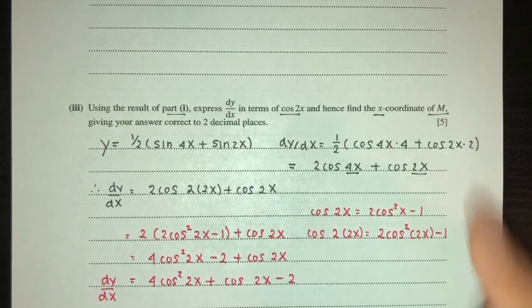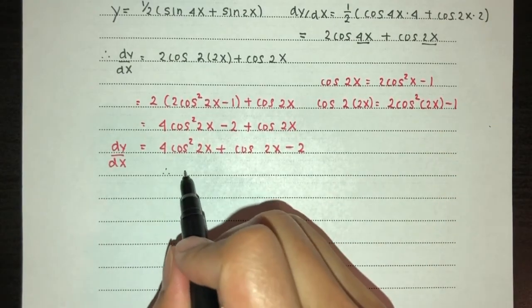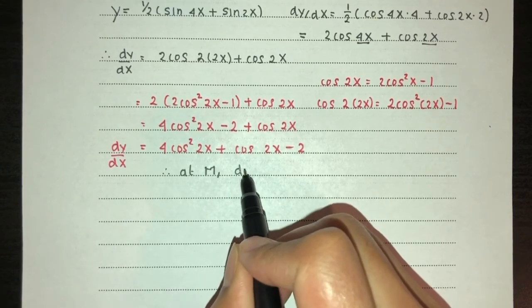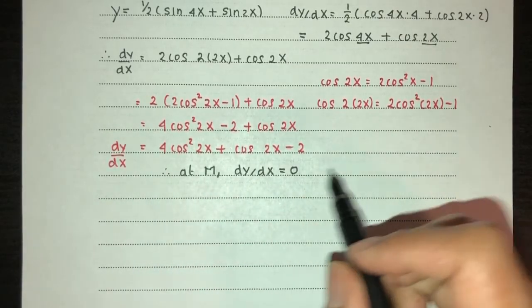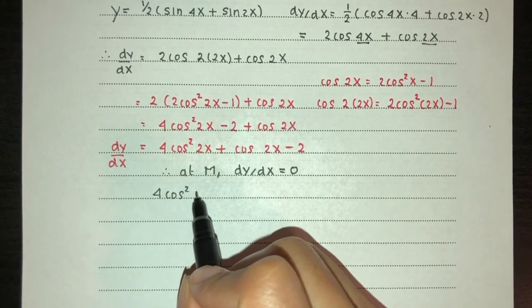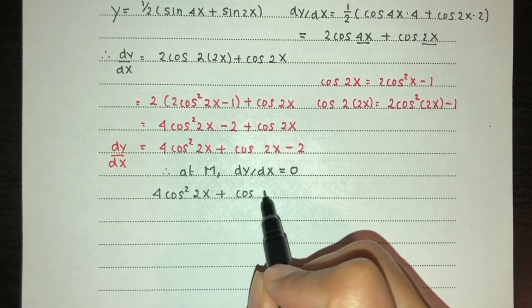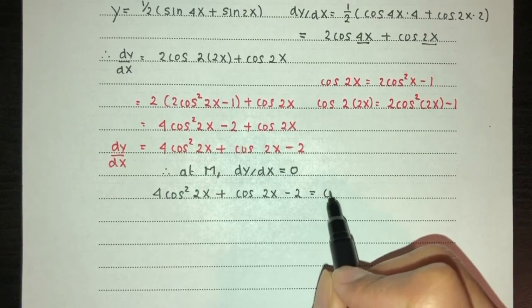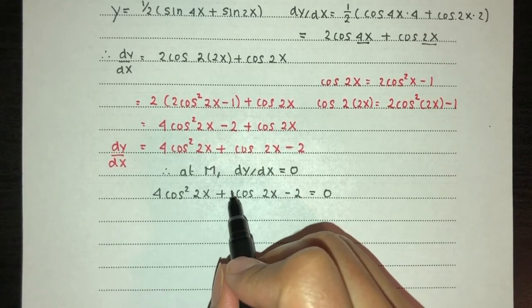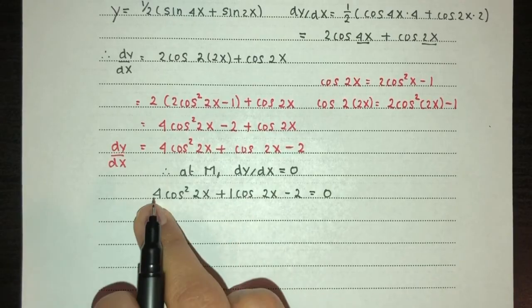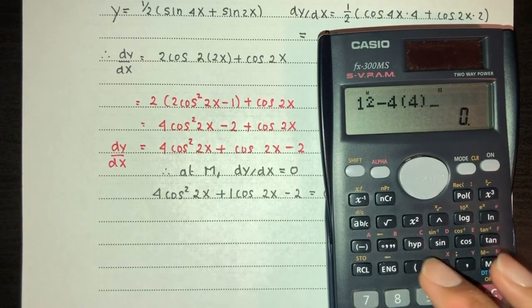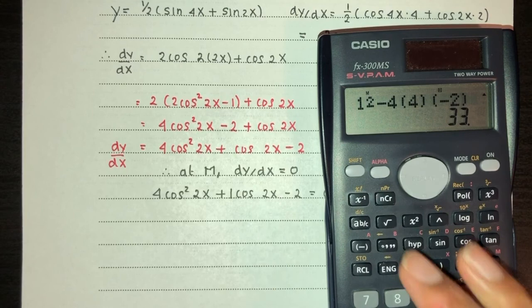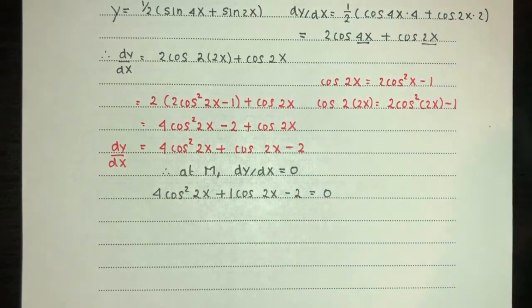The next part is to find the x coordinate of your point M. M is your minimum point, so you know that at M, dy by dx has to equal 0. So let's equate that to 0. You will have 4 cos square 2x plus cos 2x minus 2 is equal to 0. Now let's check if this is factorizable. This is your b, this is your a, and this is your c. So b square, 1 square, minus 4 times a times c is given by 33. The root of 33 is not exact, so we have to use our formula.